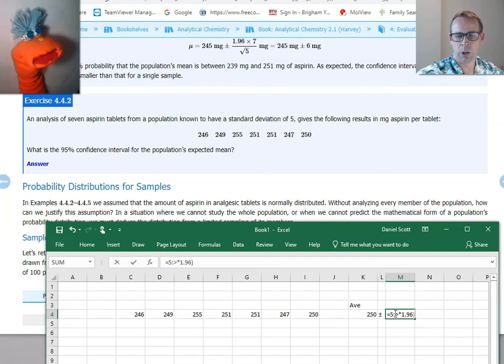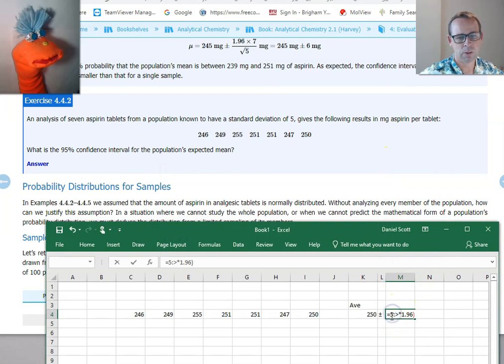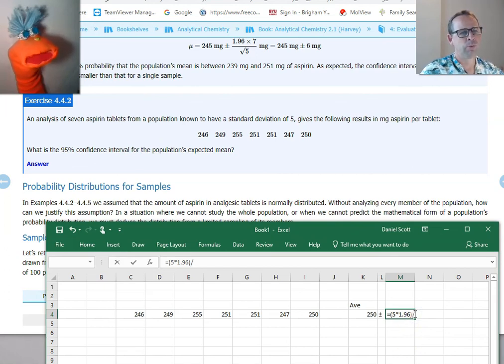Okay, and then what? Well, you get to divide it because you have multiple values. 5 times 1.96. There we go. Now what? Divided by the square root of, you got 1, 2, 3, 4, 5, 6, 7. That's right, divided by the square root of 7. To get the square root of 7, I like to go like this: 7 raised to the 0.5 value. All right, excellent. So there it is.